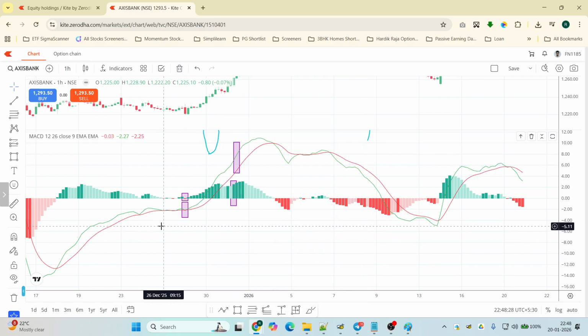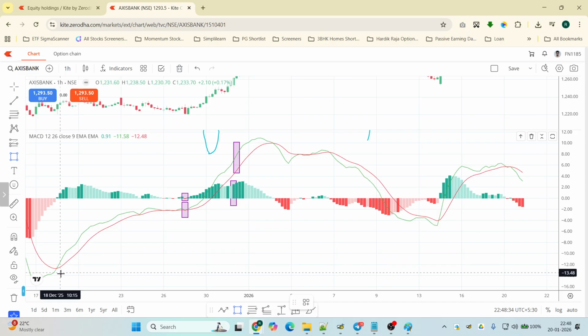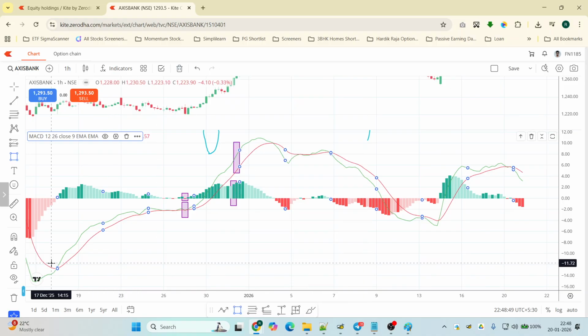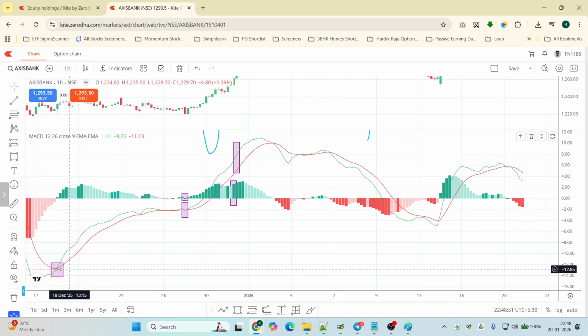Okay, so just watch here guys. Can you see the signal line? I hope you remember the signal line is red, right? And the MACD line is blue. Always we check the trend based on this MACD line only. So here, if you can check, the MACD line, which is the green color, has crossed above the signal line, which is the red color.